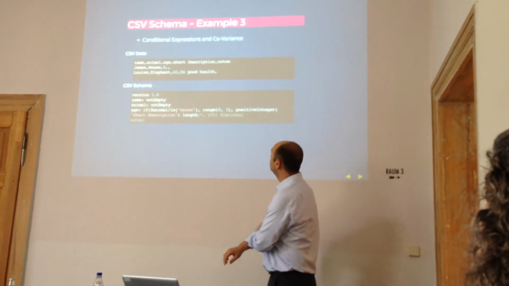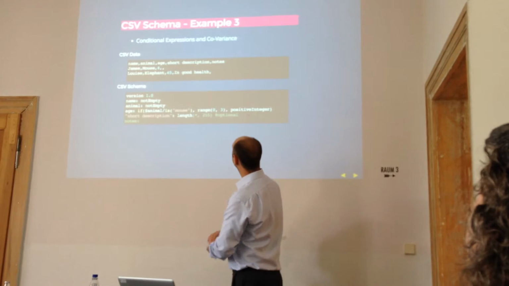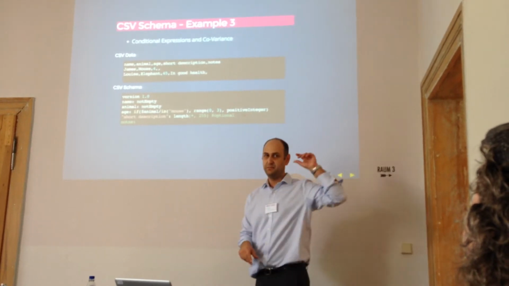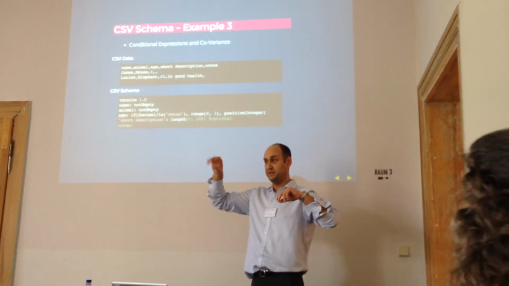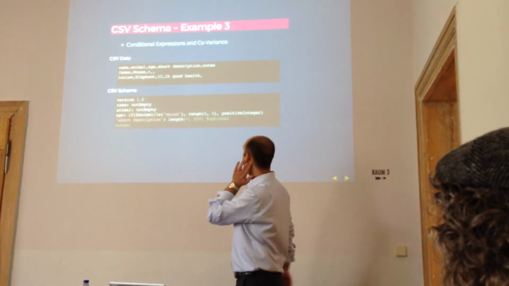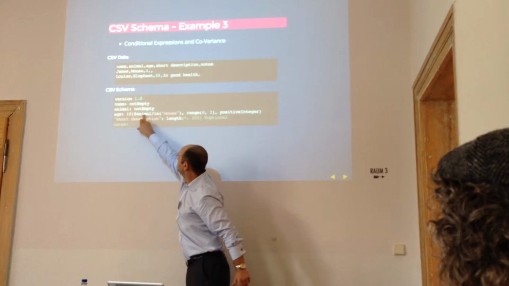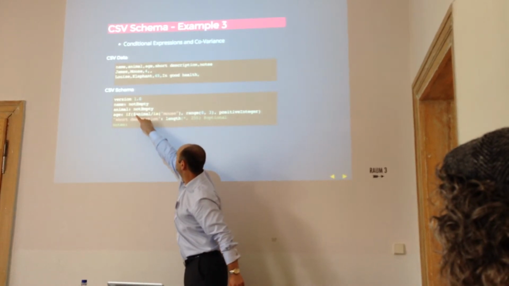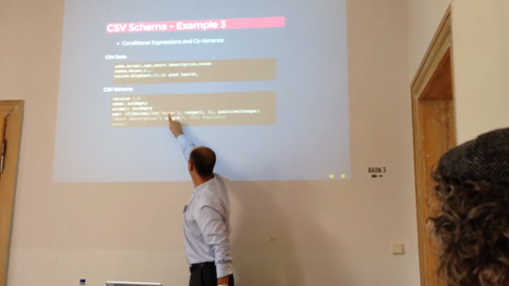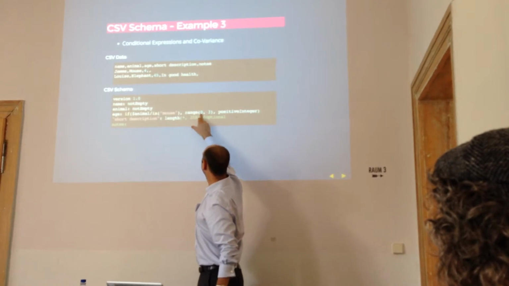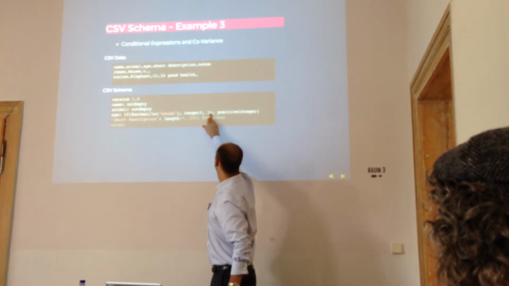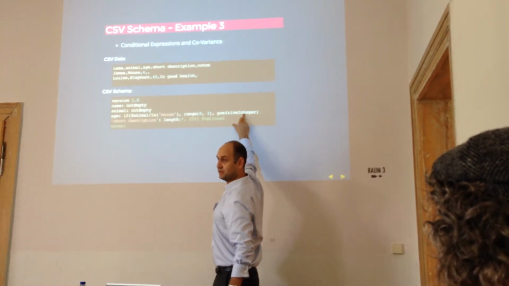So there's a slightly more complicated one here. So we do, in our data, we have if one column is this value, this column must be this. So this is sort of co-variance kind of stuff. So the dollar here, the animal, that means, you know, if the value in the animal column is mouse, then the number must be between 0 and 3. Otherwise, it's just a positive integer.